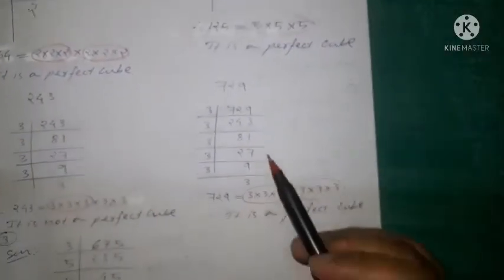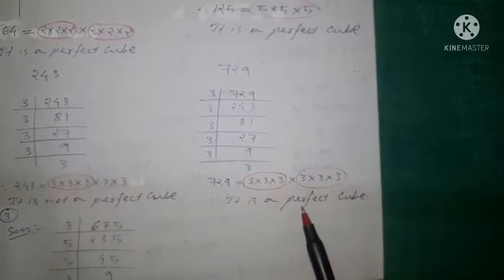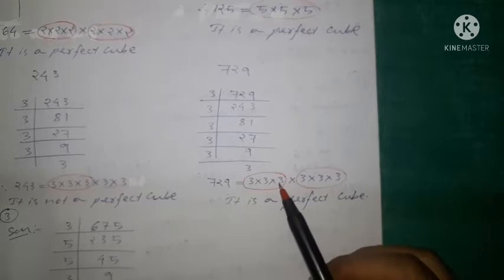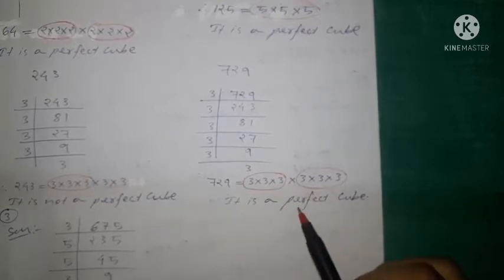Again, 729. It is 3 into 3 into 3 into 3 into 3 into 3. That means these 3 numbers form a group, and again these 3 numbers form another group. Therefore, it is a perfect cube.